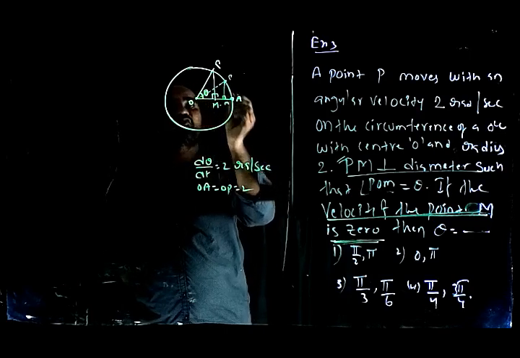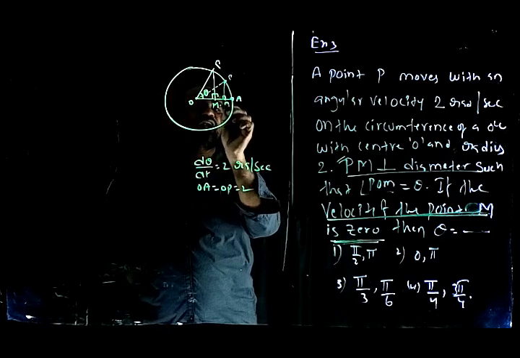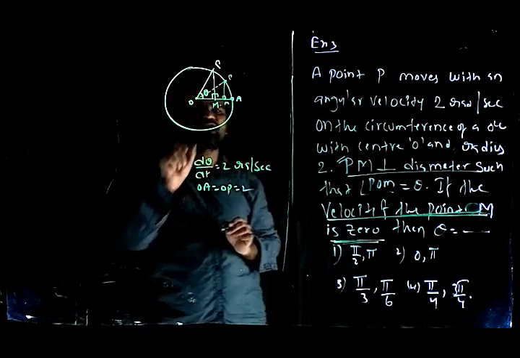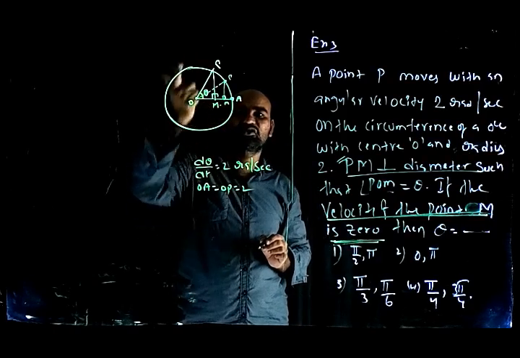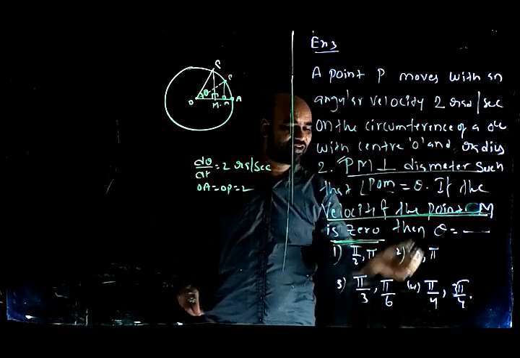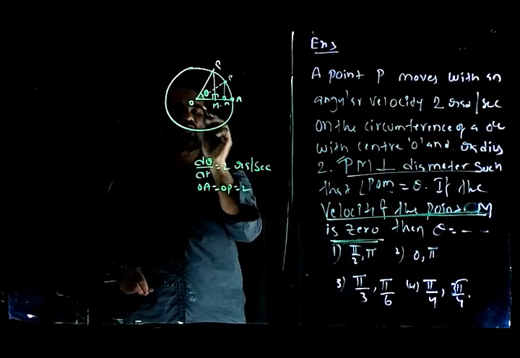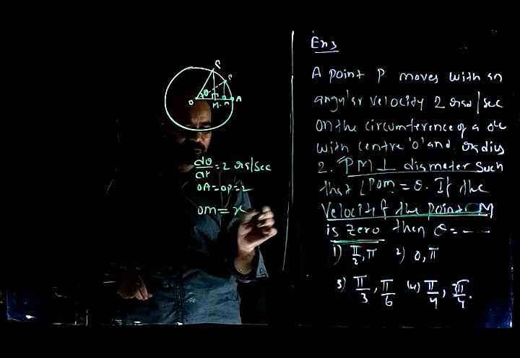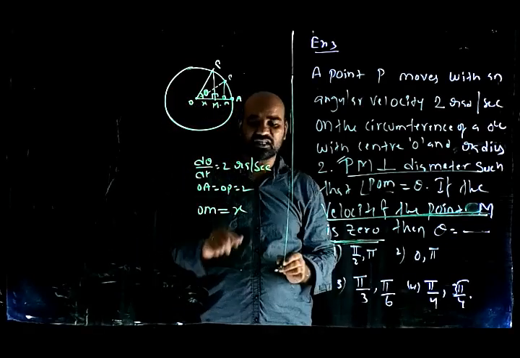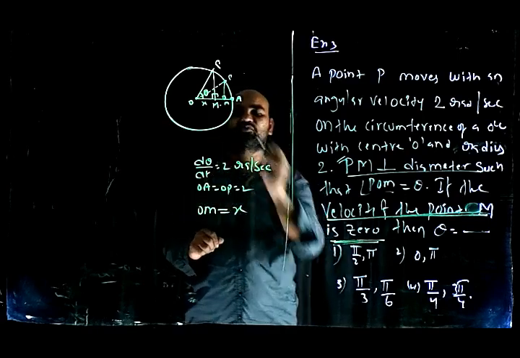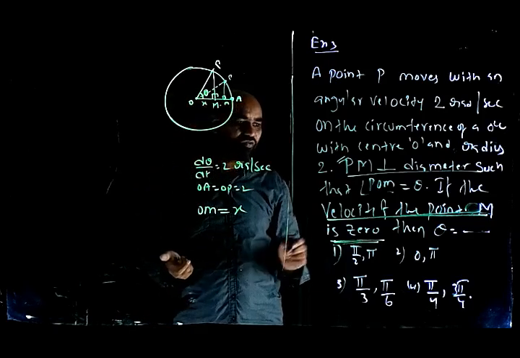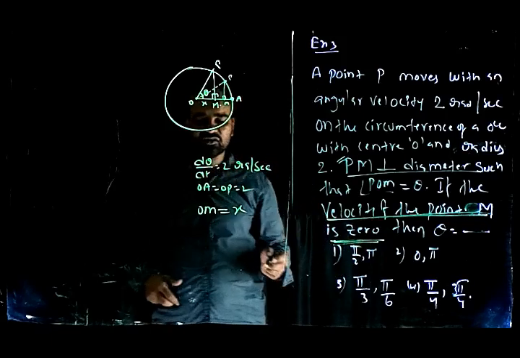What happened? P is moving on the circumference of the circle. The point M is moving on the diameter of the circle. So the position of M is changing, depending upon the position of P. The question is, for what values of theta is the velocity of the particle M zero? For example, OM is taken as x. For what theta is dx by dt 0? dx by dt becomes the velocity of the particle, since the particle is moving on a straight line and the displacement is x here. So for what values of theta is dx by dt equal to 0?